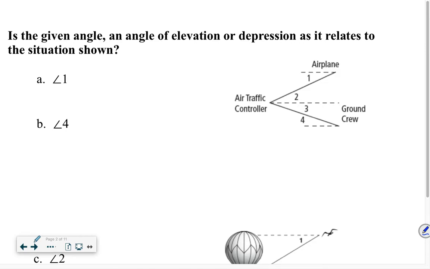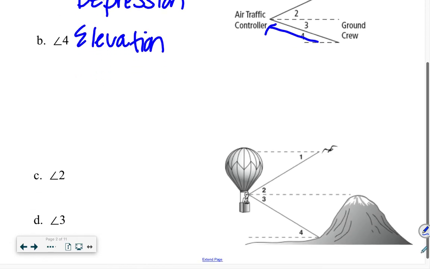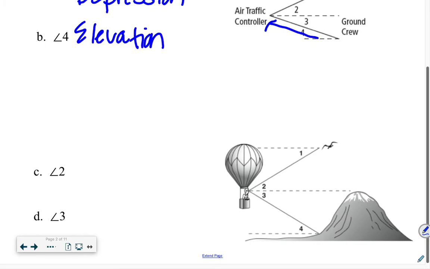Okay, angle 1. If I'm looking at angle 1 right here, is that an angle of depression or elevation? Depression, because we're looking down. Angle 4, is that a depression or an elevation? Elevation, because we're going up. Angle 2, is that an elevation or depression? Elevation. And angle 3, is that elevation or depression? Depression.